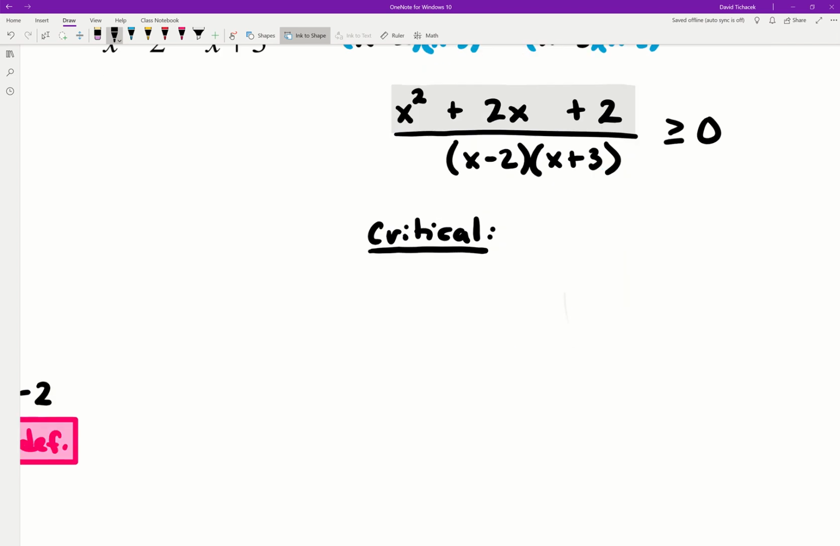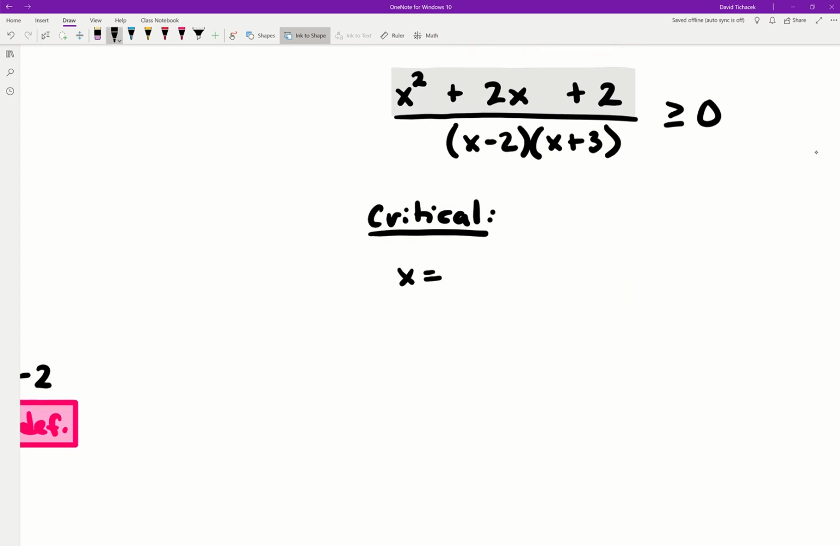And so I think it's pretty straightforward to see why x is equal to 2 would be a critical number, and x is equal to negative 3 would be a critical number, because those are values that would make the two factors that I have in the bottom equal to 0.